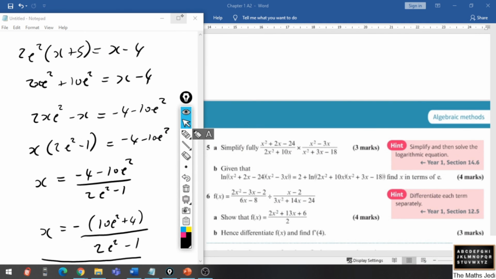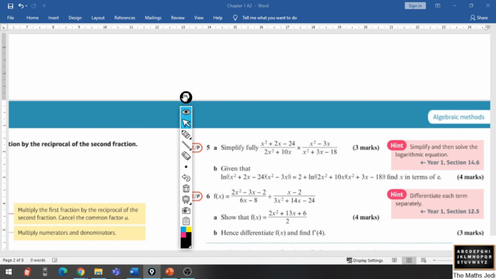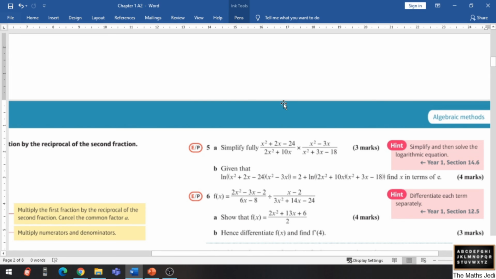Okay, that brings to an end the questions that I would like to do. I think these are the most interesting questions, 4 and 5, probably the hardest ones as well. That gives you an opportunity now to go through and try number 6 and try all the earlier ones as well in exercise 1b. So I definitely would encourage you to do that in your own time.